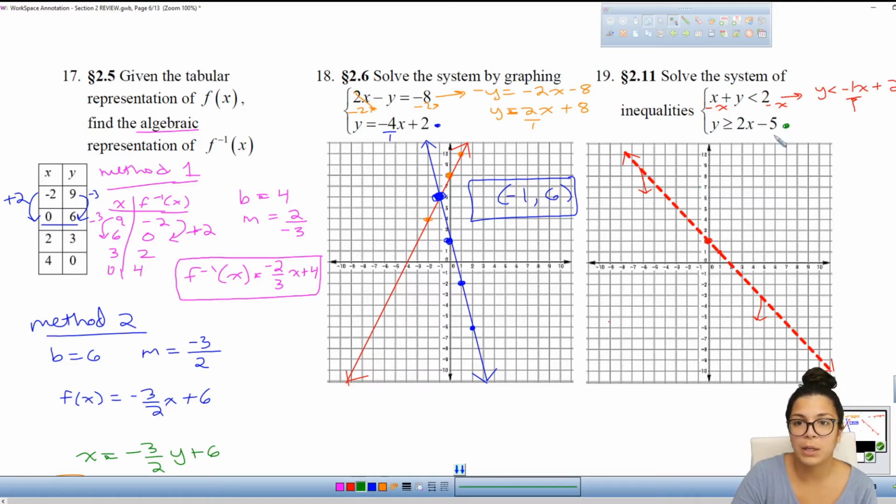Let's go ahead and graph the second one in green. So the y-intercept is -5. And then the slope is 2. So it's 2 over 1. So rise 2, run 1. And I'm going to connect those two with a line.